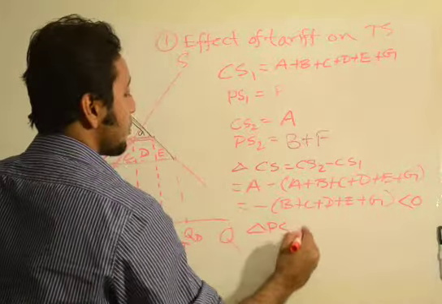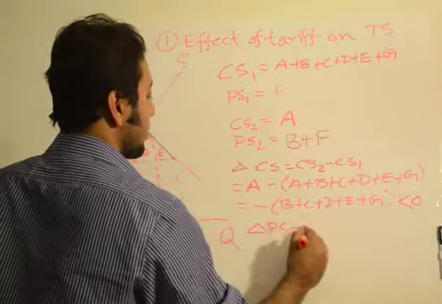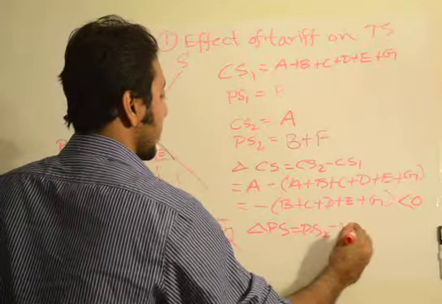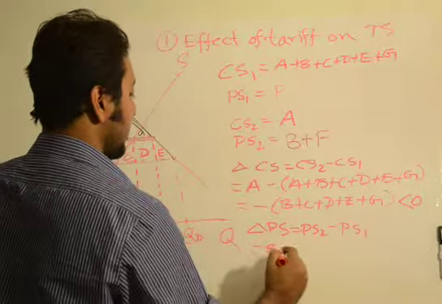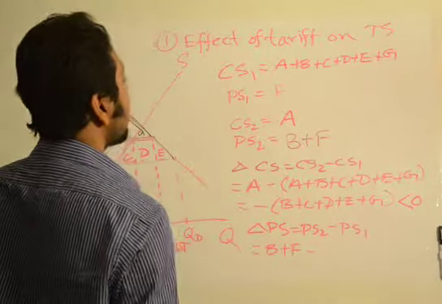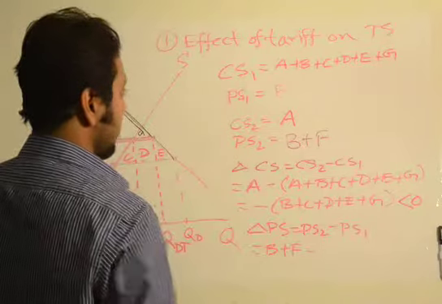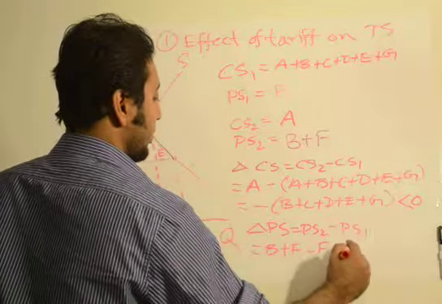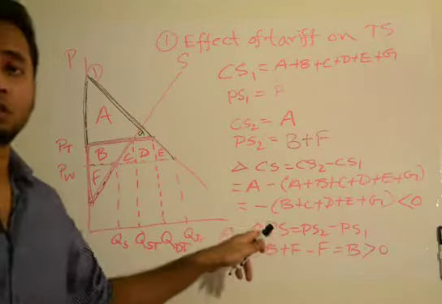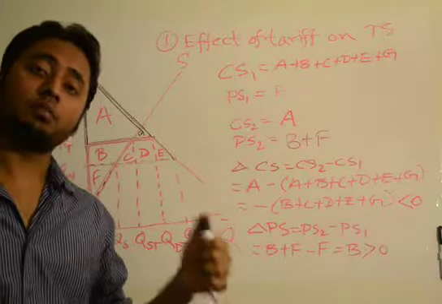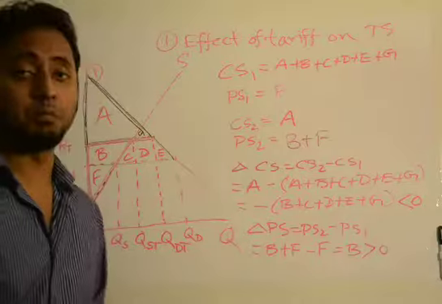Let's have a look at the change in producer surplus now. Del PS equals PS2 minus PS1, and so let's write this down, B plus F minus F, we get B, so this is a positive number. That means the producer surplus is actually increasing after a tariff has been imposed.